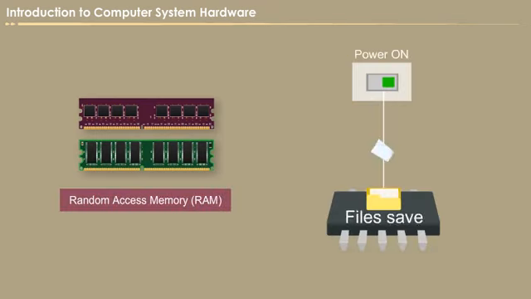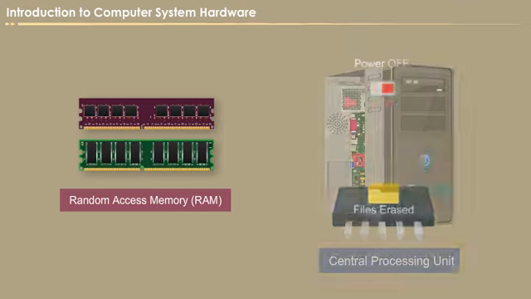Random access memory, that is RAM. RAM provides the temporary storage of data and instructions. RAM is volatile computer memory that needs power to preserve the stored data. RAM stores data and instructions during the execution of instructions.